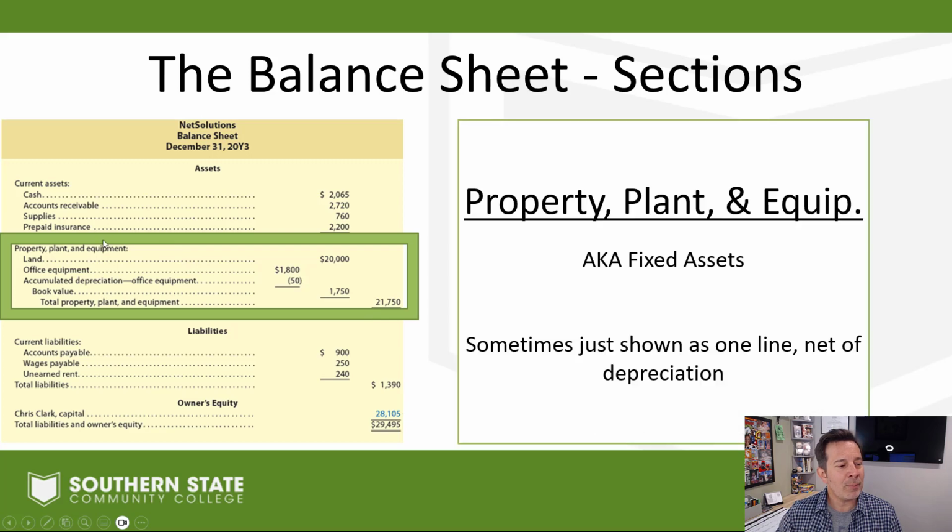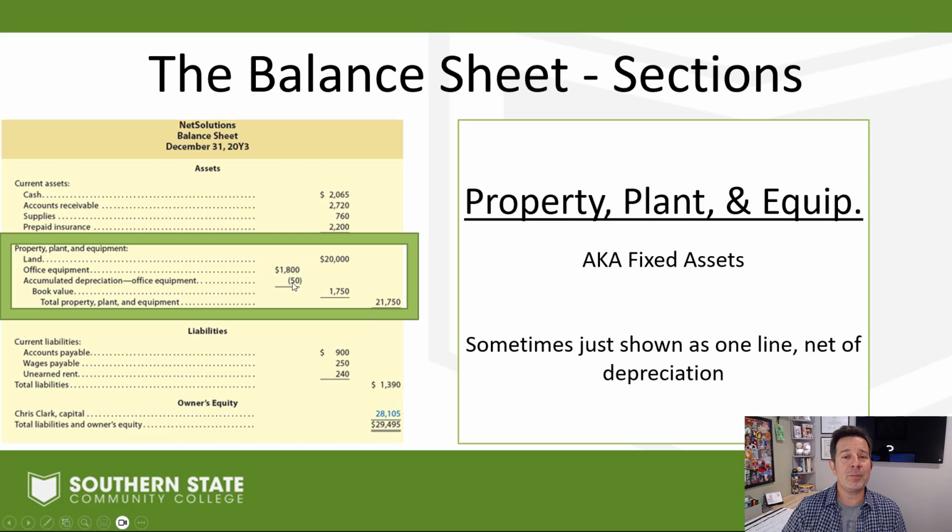We move on. We see we have property, plant, and equipment, aka fixed assets. We talked a lot about those when we did our video on depreciating adjusting entries. Sometimes we just show it as one line, like property, plant, and equipment net of depreciation. In our examples, we're breaking it out between the various items. We have land, office equipment, and we're subtracting out what we've depreciated, accumulated depreciation, and then we have the total property, plant, and equipment, which is the sum of land plus equipment minus accumulated depreciation.